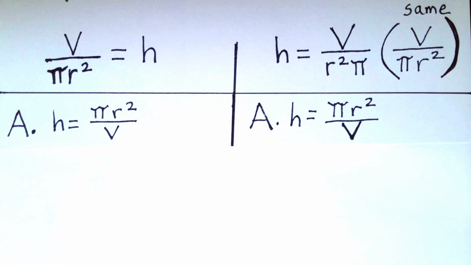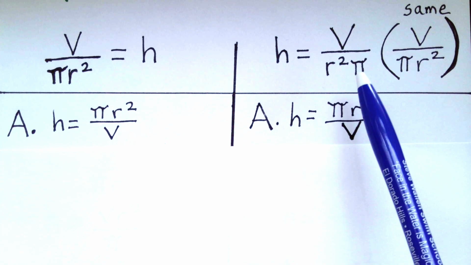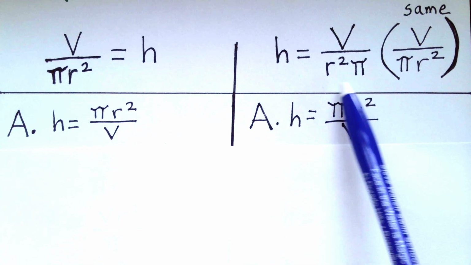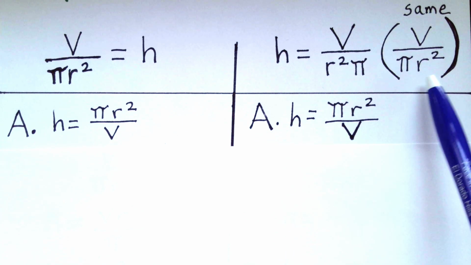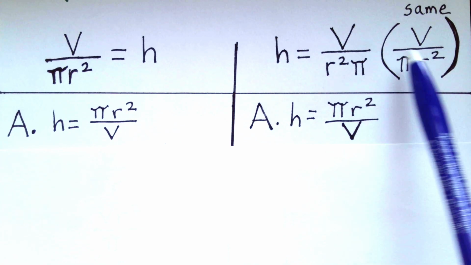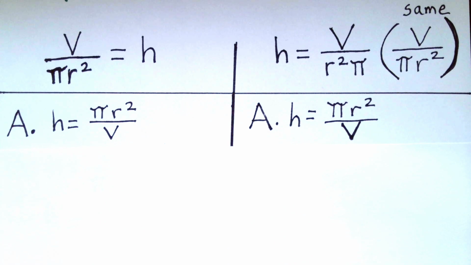H is by itself, and H equals V, or volume, over radius squared times pi, right? And how R squared and pi, they switch places, and they mean the exact same thing. Pi and R squared are just switching places. So let's go ahead and take a look.